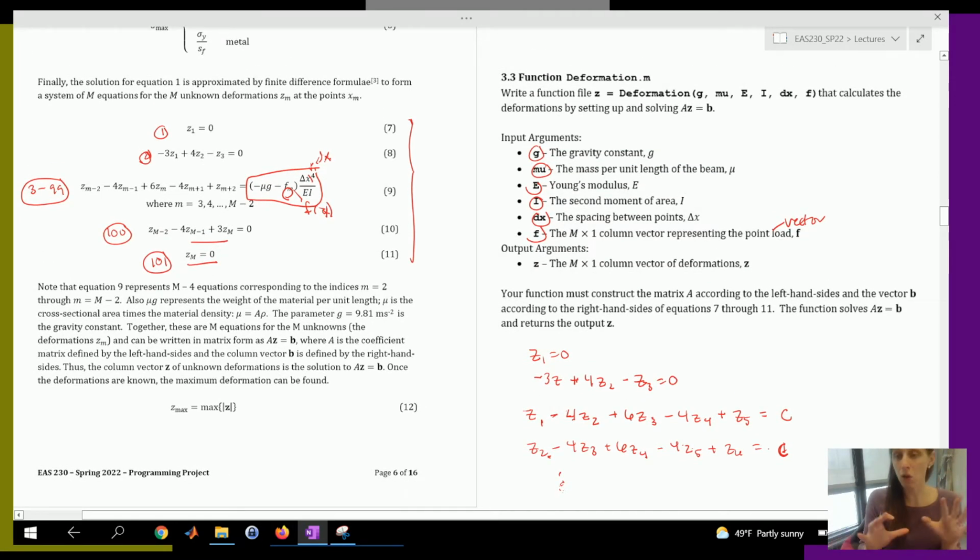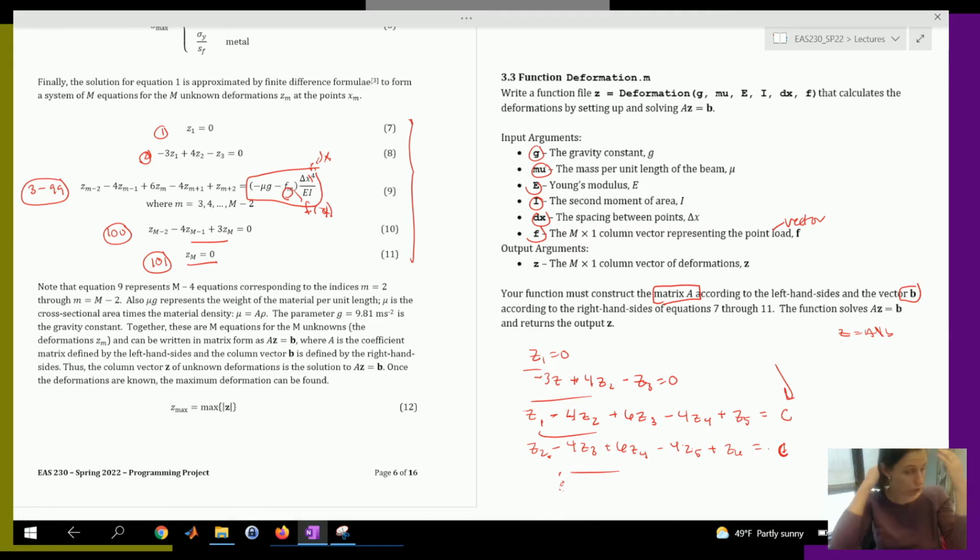You don't need to write out all the equations, that's a lot, but you should recognize a pattern that shows up. So write out a couple more and recognize that pattern. Once you have your system of equations, you can construct A with all of your coefficients on your unknowns, construct b with all of your constants on your right-hand side, and then you can solve Az equals b for z. So z equals A left divide b, like normal. That is all your function is supposed to do.